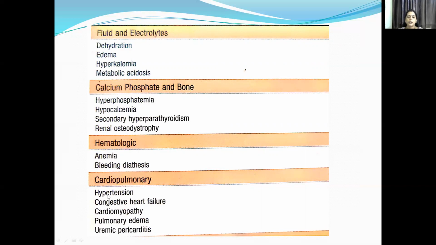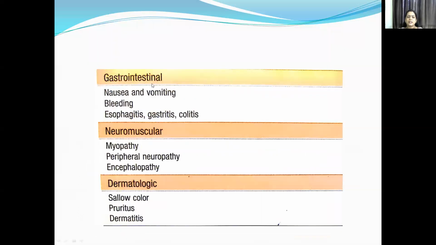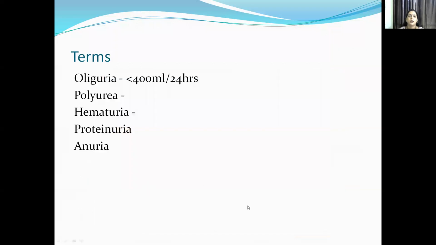In cardiopulmonary, there is congestive heart failure, cardiomyopathy, pulmonary edema, uremic pericarditis, hypertension. All these things can occur because of lack of proper function of the kidney. Gastrointestinal: there can be esophagitis, gastritis, colitis, bleeding, nausea, vomiting because of chronic kidney disease. Neuromuscular: we have peripheral neuropathy because of uremia, encephalopathy, and myopathy. Dermatologic: sallow color, pruritus or itching, then dermatitis or inflammation of the dermis.